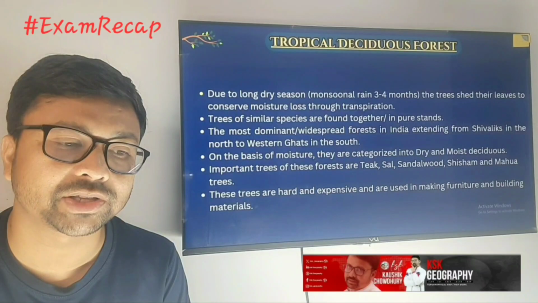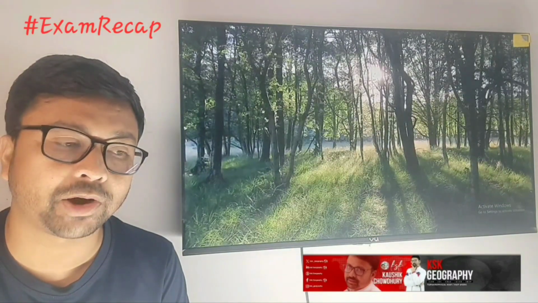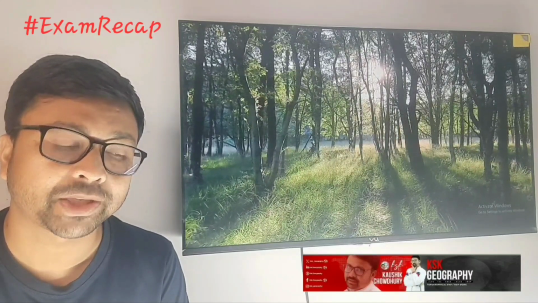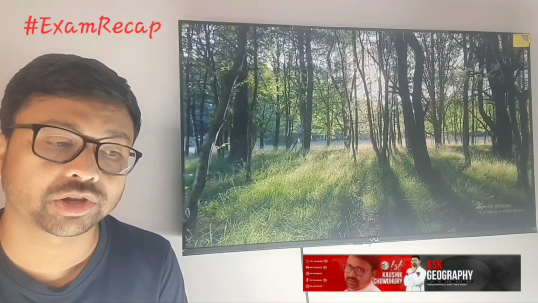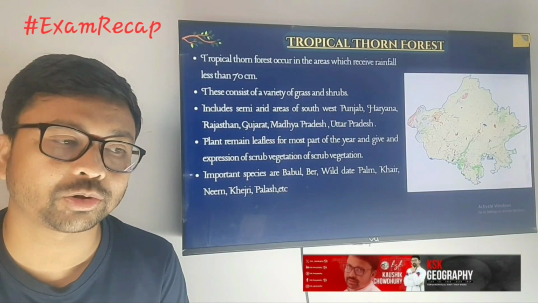Although the same type of trees will be found together. Here you can see this type of vegetation will be found like this. Trees are the same type, but there is a gap. So that's why these trees can be economically or commercially exploited nicely, because trees can be collected easily.